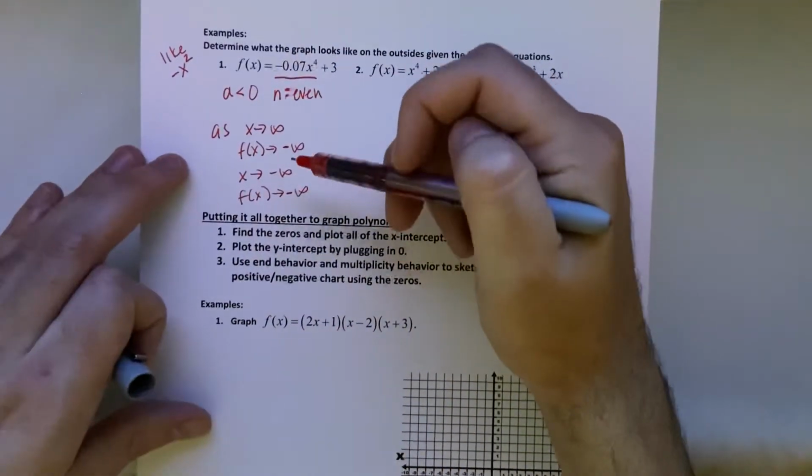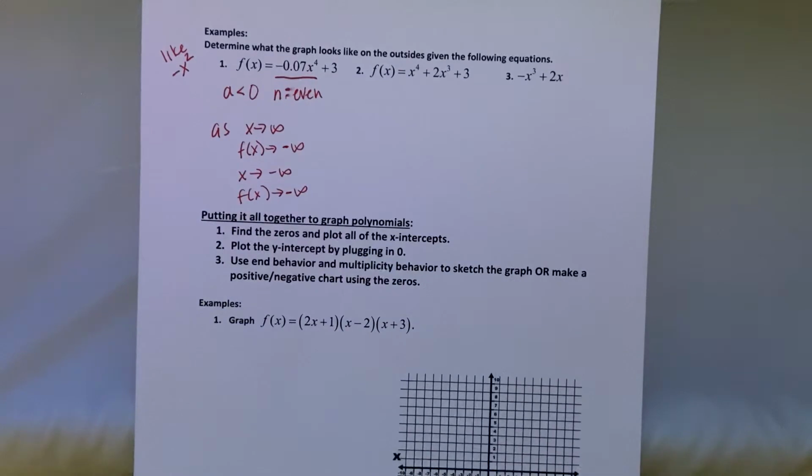Now this is backwards. I always did negative infinity first in the notes, but it doesn't matter the order you put them in, as long as you get them both right.